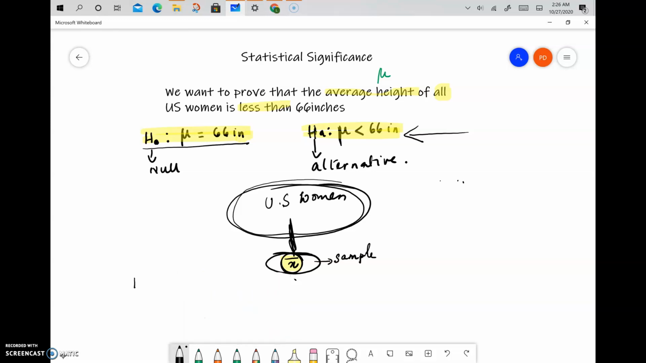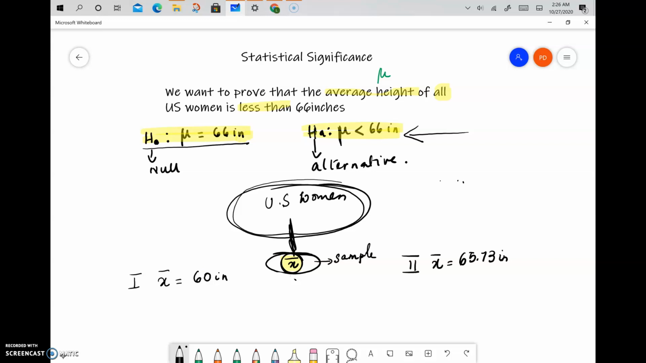So let's look at the first scenario, where let's just say we did everything right. We selected a random sample using the right procedures without any bias, and the average that we get from the sample is, and I'm exaggerating here, let's say 60 inches. Okay, it's way less than 66 inches. We'll look at a second scenario. X bar equals, let's say, 65.73 inches.